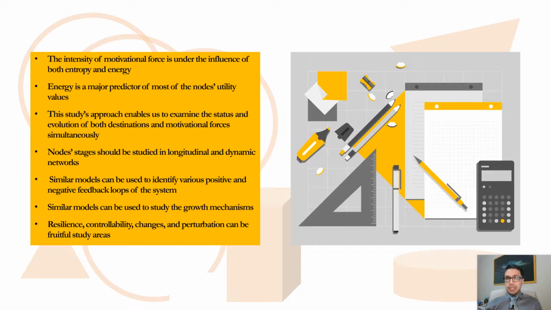Using the approach of this study can enable us to simultaneously consider motivational and demotivational forces together with destinations and have a better estimation of the values. Also, we can study some very interesting aspects of the system, like sub- and superlinear growth mechanisms, or, for example, we can identify the positive and negative feedback loops to see why some nodes are in equilibrium stage, others are in aggregation, and others in different stages. Also, we can study some important concepts in network science, such as resilience, controllability, change, and perturbation, and all of these can be studied following this approach.